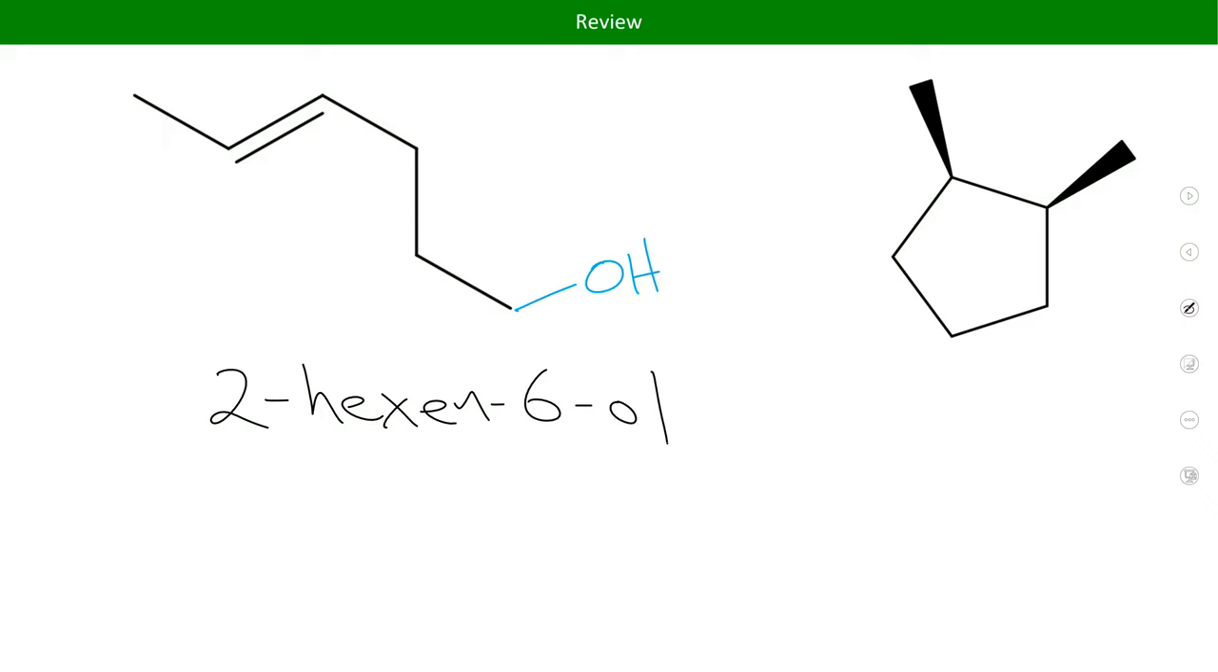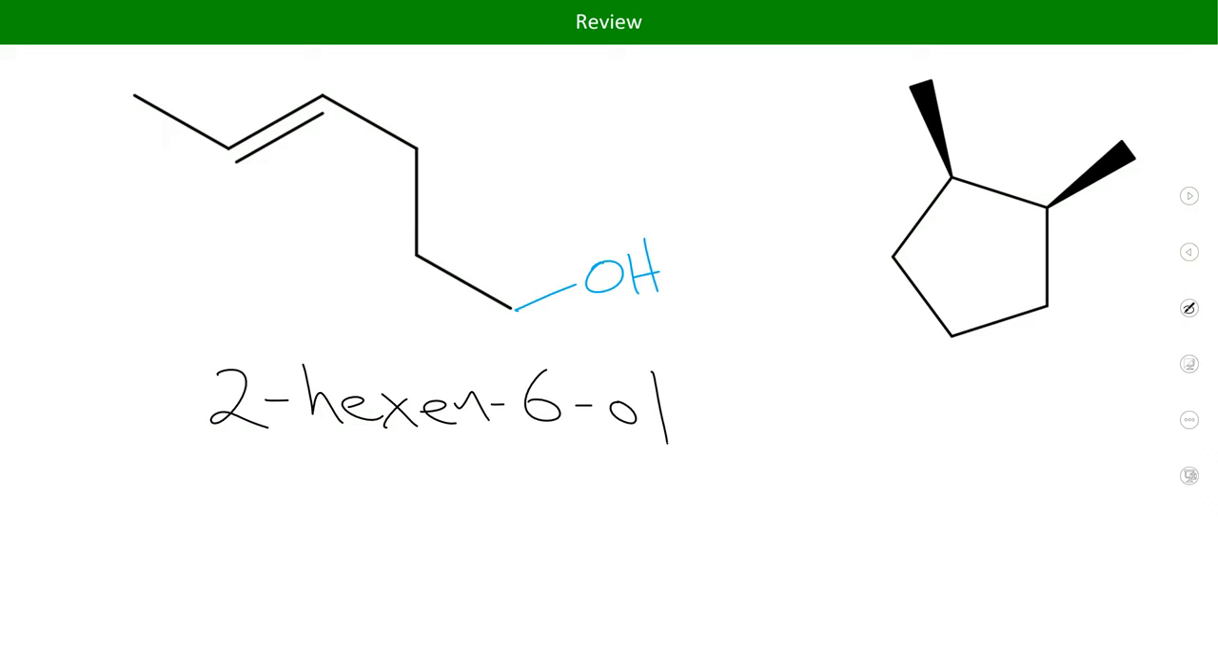So just so you've seen that, because that's sort of the new school way of doing things, is to put the numbering right next to the functional group, as opposed to in front of the molecule, to avoid confusion that way. Would you ever see this hex-2-en-6-ol? Probably. Good. That seems more confusing than clarifying.